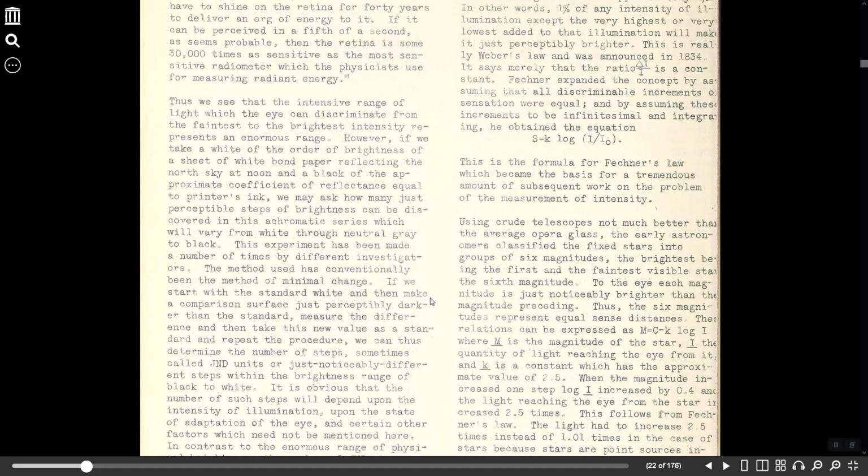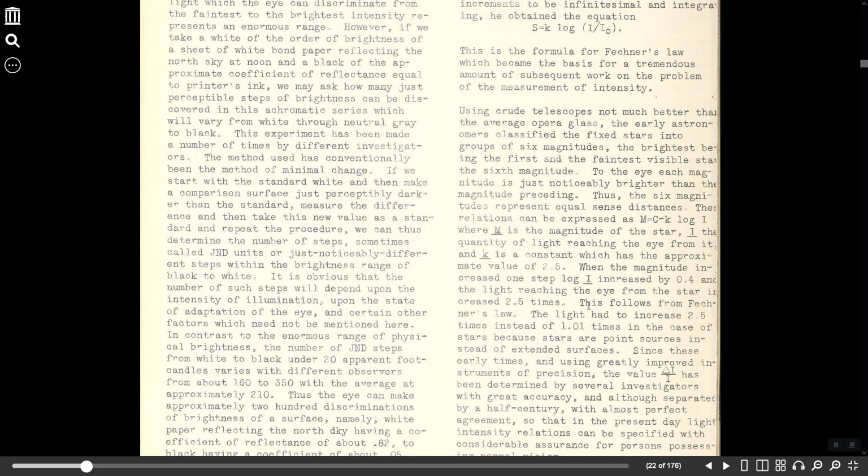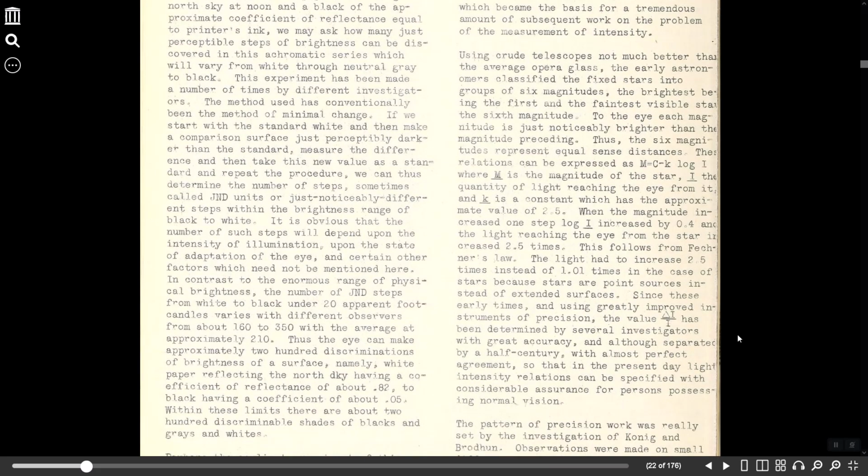Using crude telescopes not much better than the average opera glass, the early astronomers classified the fixed stars into groups of 6 magnitudes, the brightest being the first and the faintest visible stars, the 6th magnitude. To the eye, each magnitude is just noticeably brighter than the magnitude preceding. Thus, the 6 magnitudes represent equal sense distances.